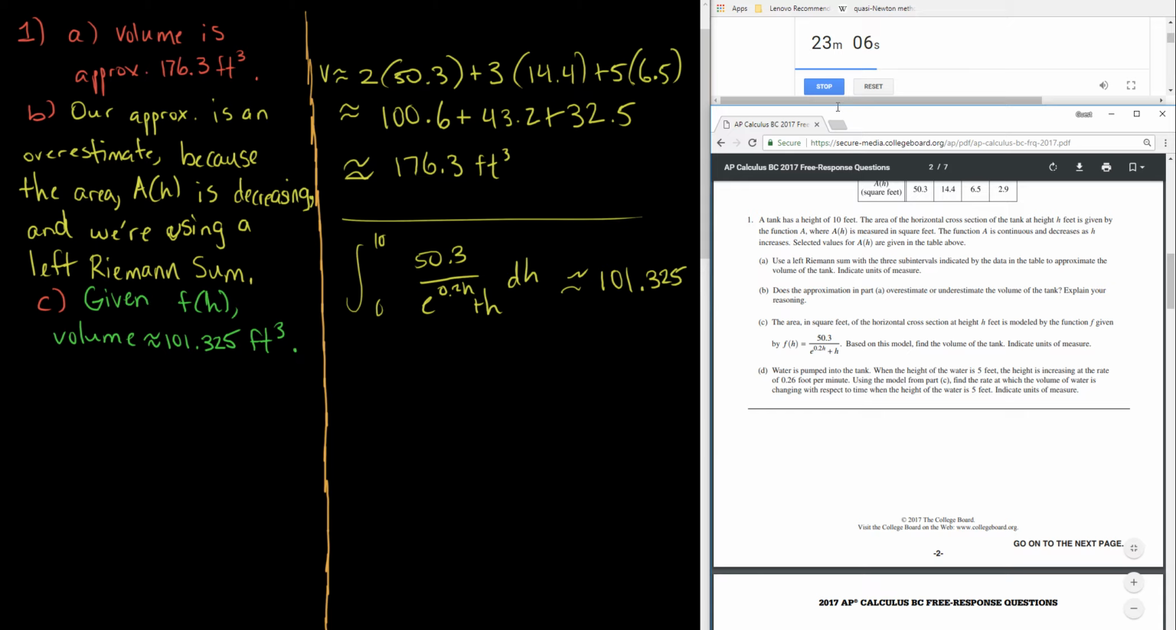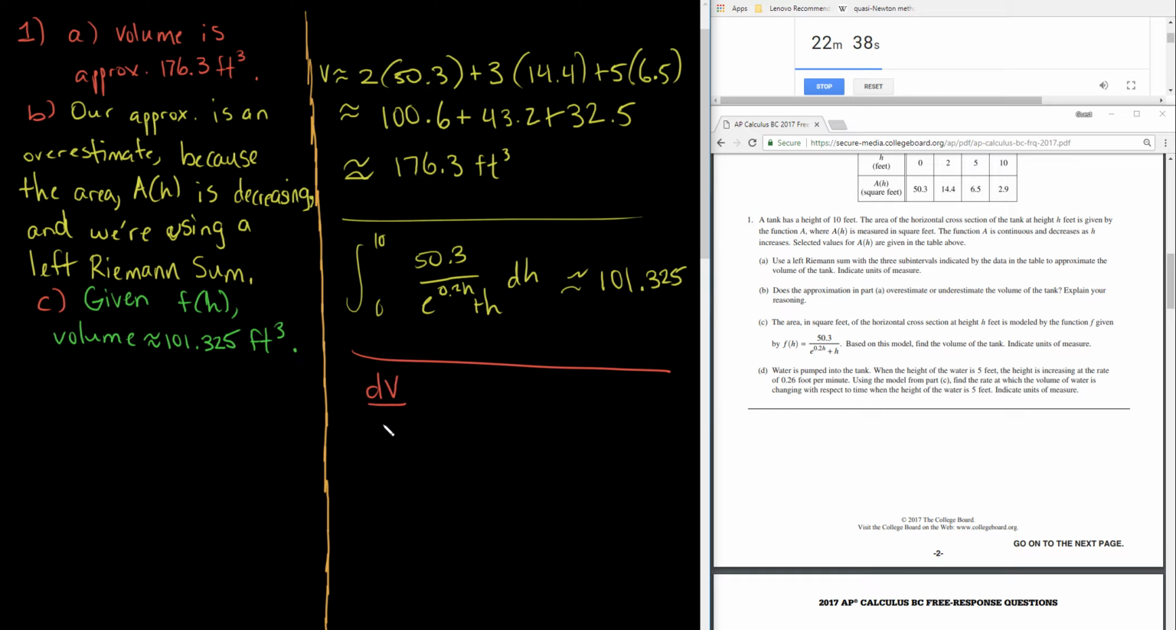Using the model from part C, find the rate at which the volume of water is changing with respect to time when the height of the water is 5 feet. Indicate units of measure. So, what it's asking is this related rates here. Find the rate at which the volume of water is changing with respect to time. So, it's asking for dV/dt. So, what it is asking for is the change in volume with respect to time when height is equal to 5, given that water is being pumped in here. Water is being pumped in at 0.26 feet per minute, which tells us that we're going to multiply our unit change by 0.26 feet per minute.